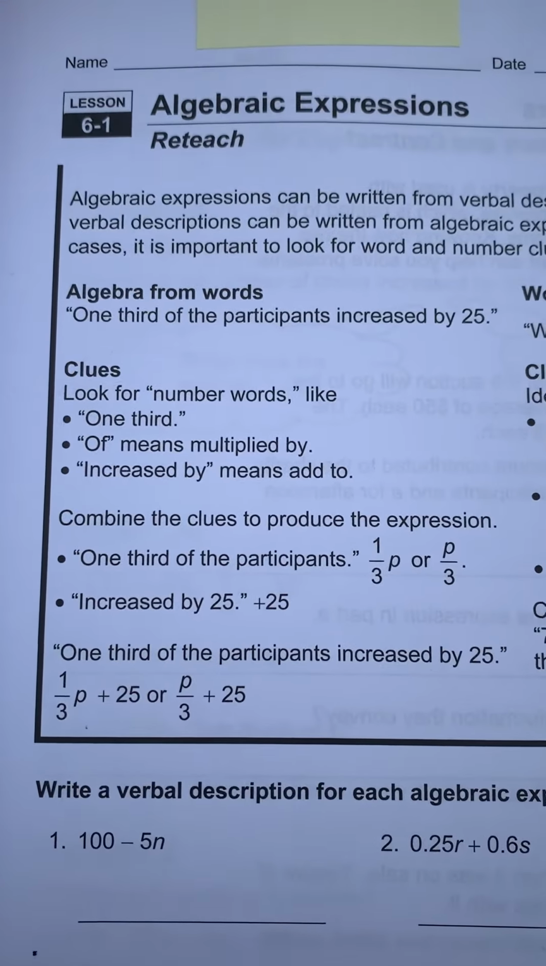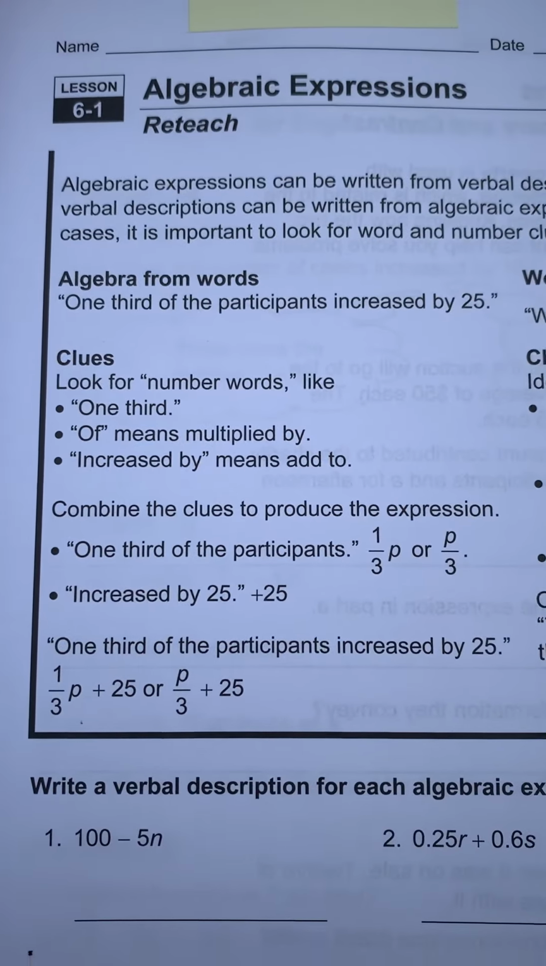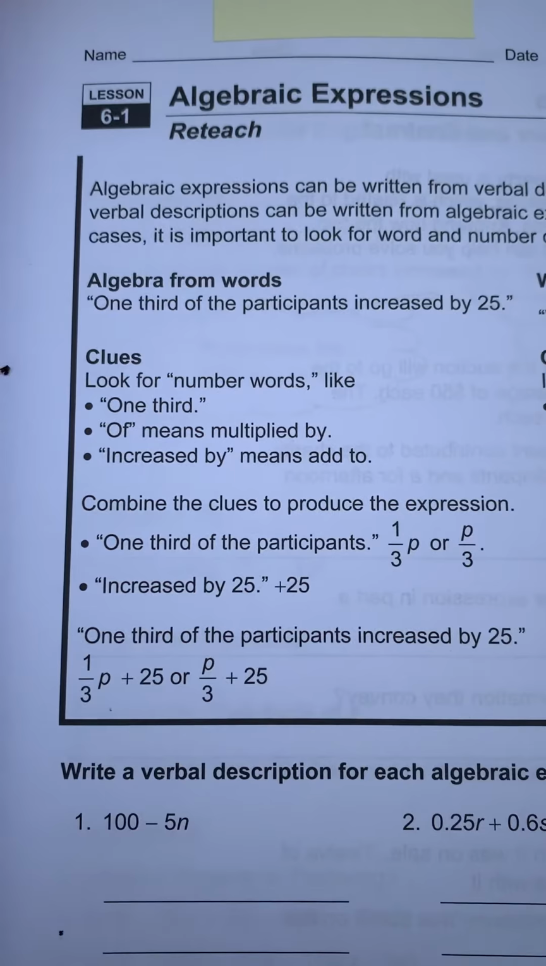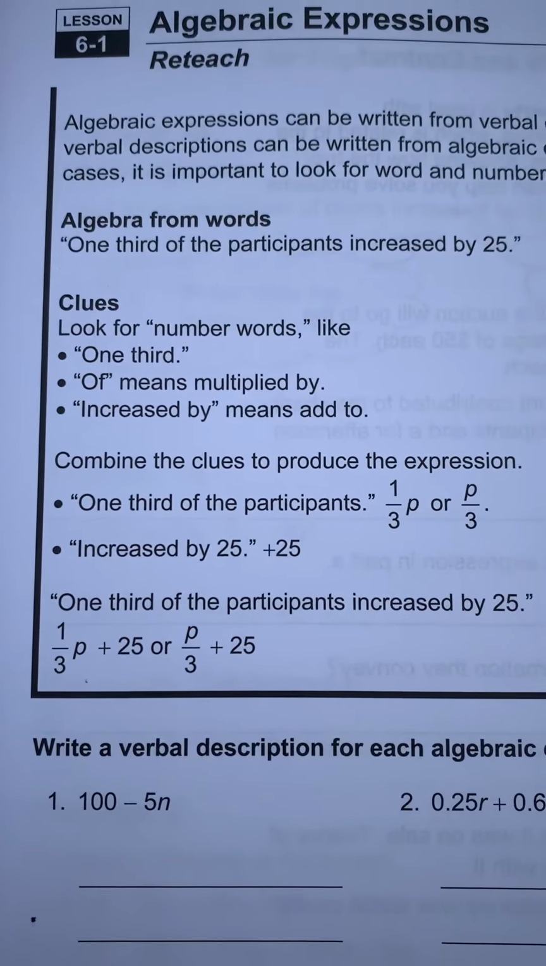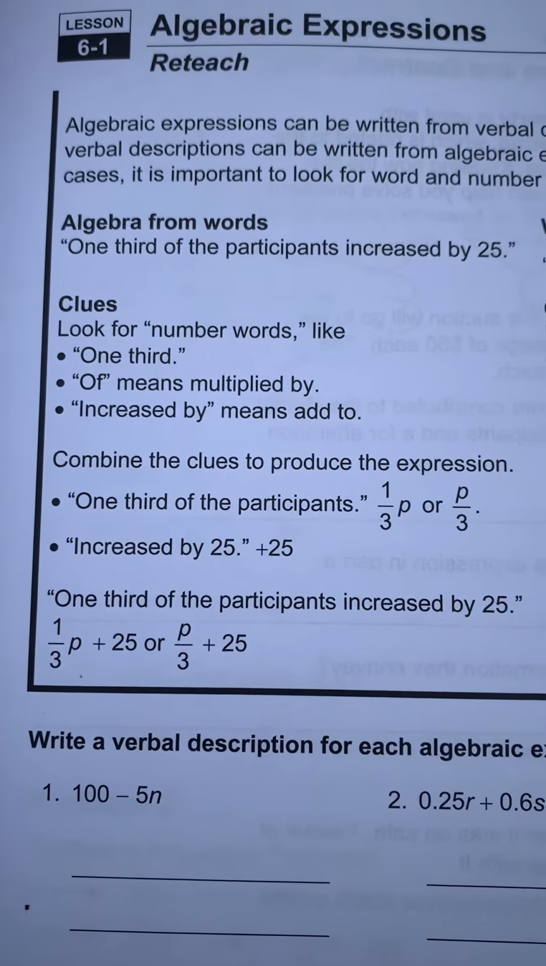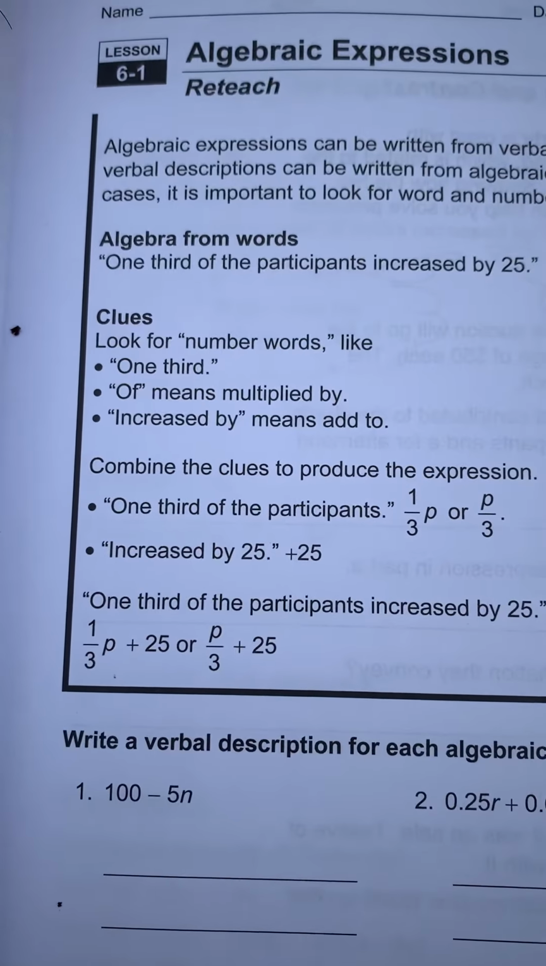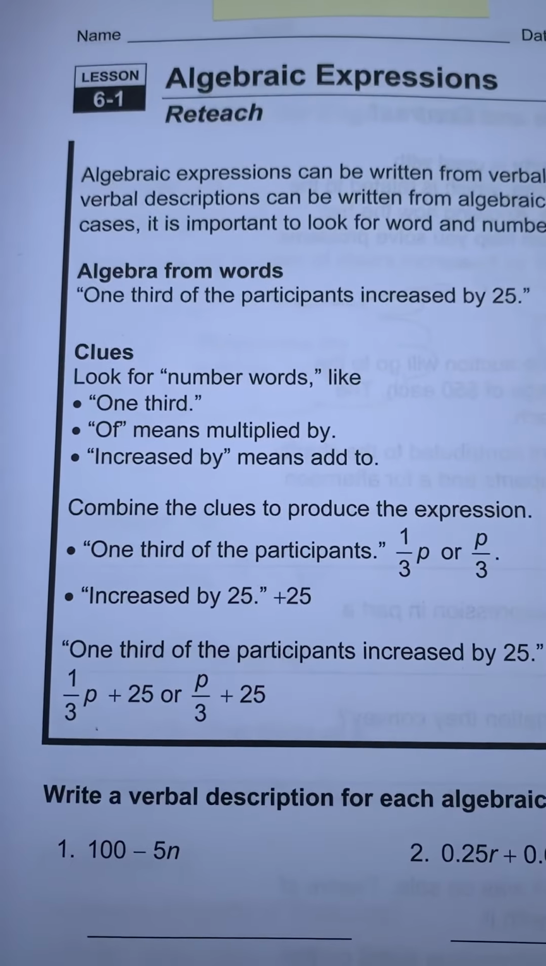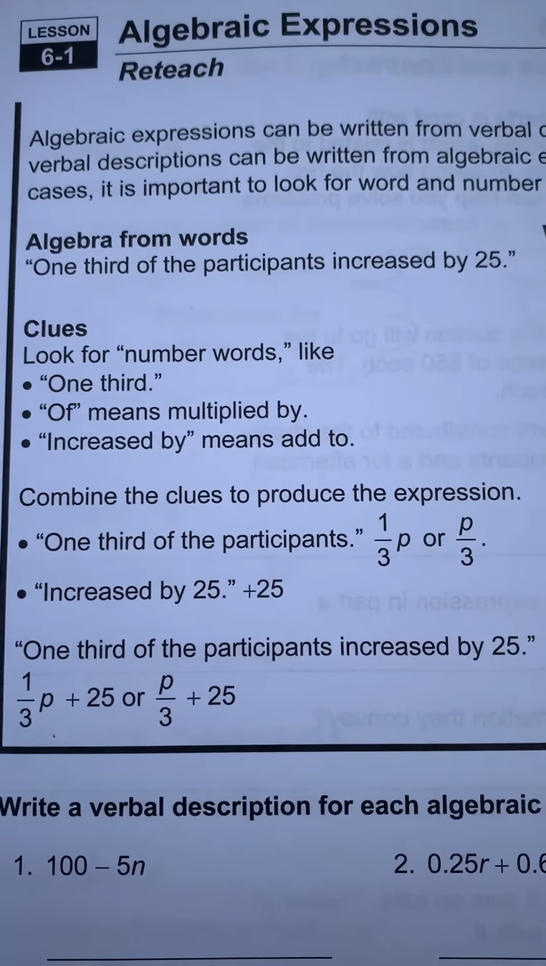Sometimes it's just spelled out for you. Sometimes the number is given. Sometimes it's written as a decimal. So look what they did here. They combined the clues to represent the expression 1/3 P. They used P for participants, and then it was increased by 25.